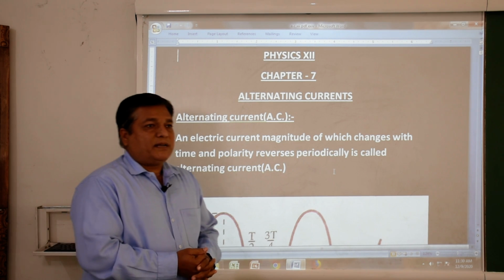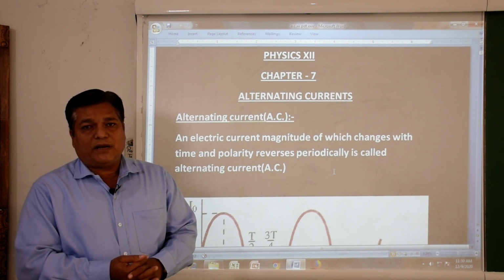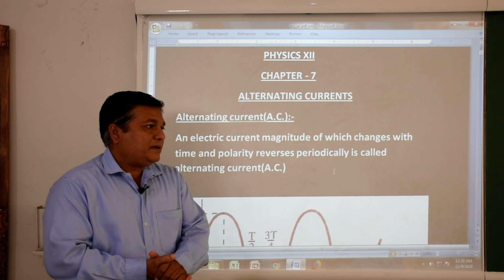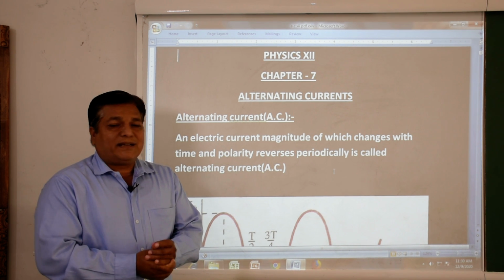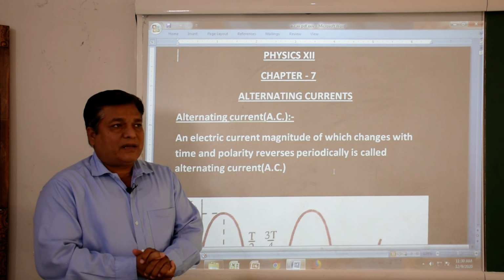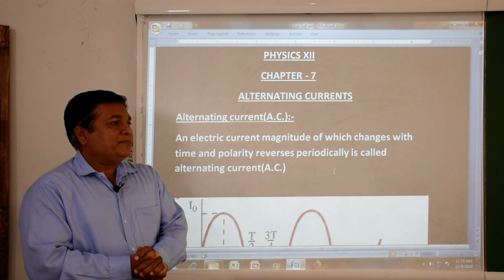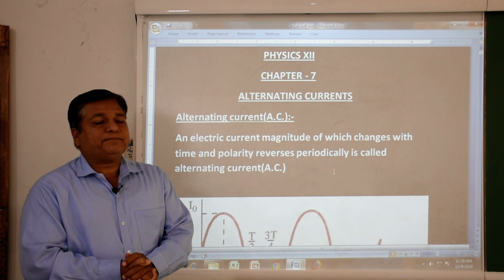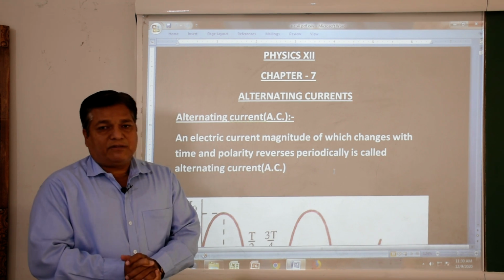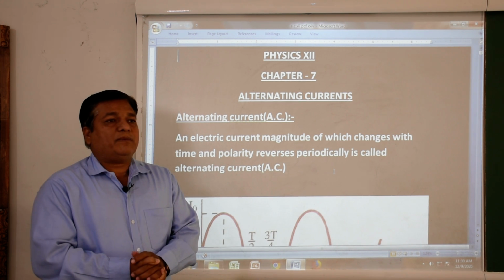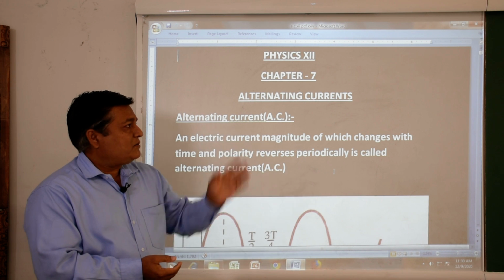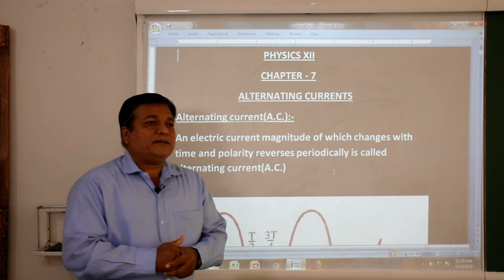Omega is the angular frequency of the rotating coil in the uniform magnetic field, and when the circuit is complete in the generator, we can get the AC current, alternating current, that is said to be the variable current, whose expression is given by I is equal to I naught sin omega t. Today we are going to discuss alternating current in detail.